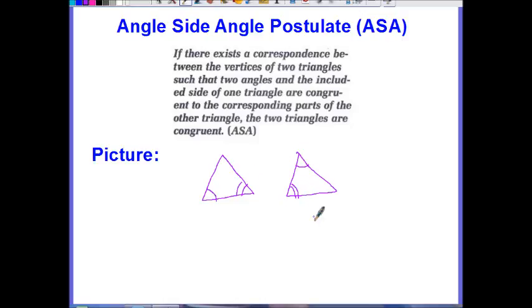Now, my included side is the side smashed in the middle. So it would be this side here and this side here. As long as we have these pieces of congruency, we can state that our triangles are congruent by angle, side, angle.